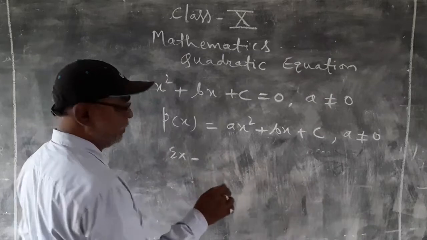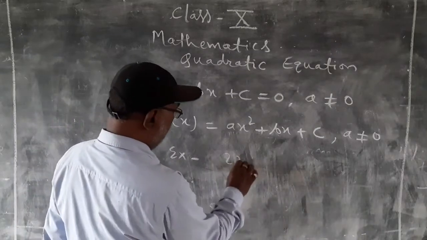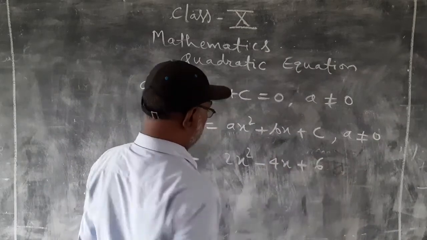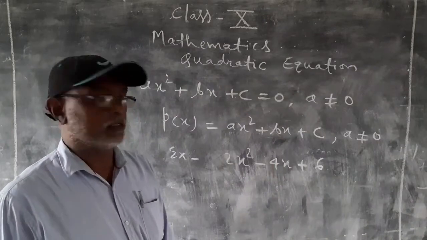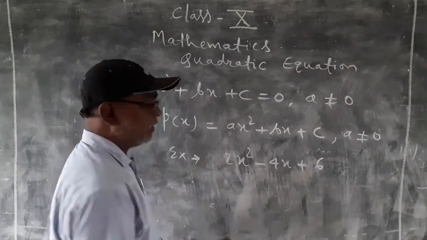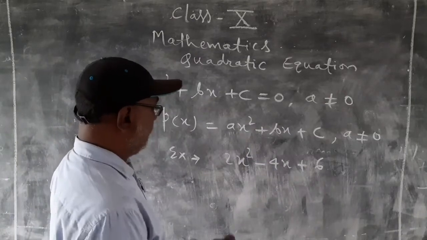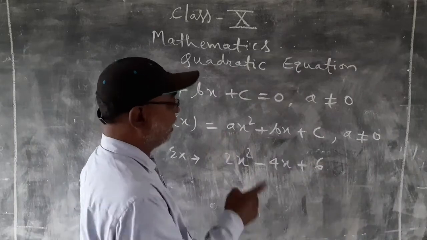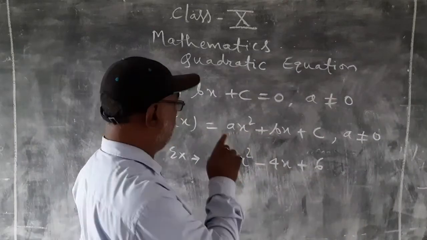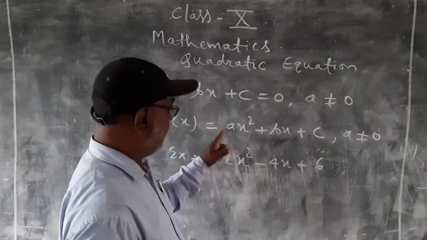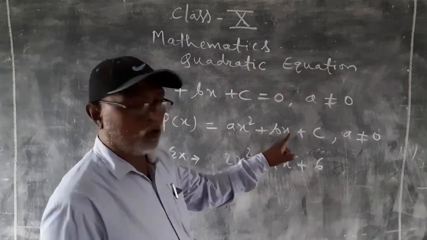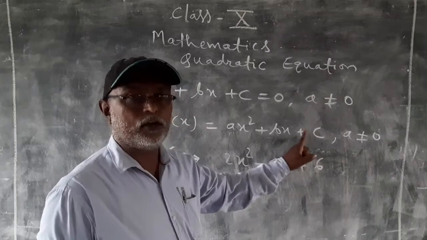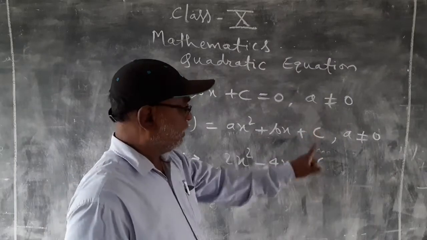For example, we give an example: 2x square minus 4x plus, suppose, 6. This one is a quadratic polynomial. Here you see the coefficient of x square is 2. In the general quadratic polynomial, a is equal to 2, b is the coefficient of x, here b is equal to minus 4, and c is the constant term, c is equal to 6.